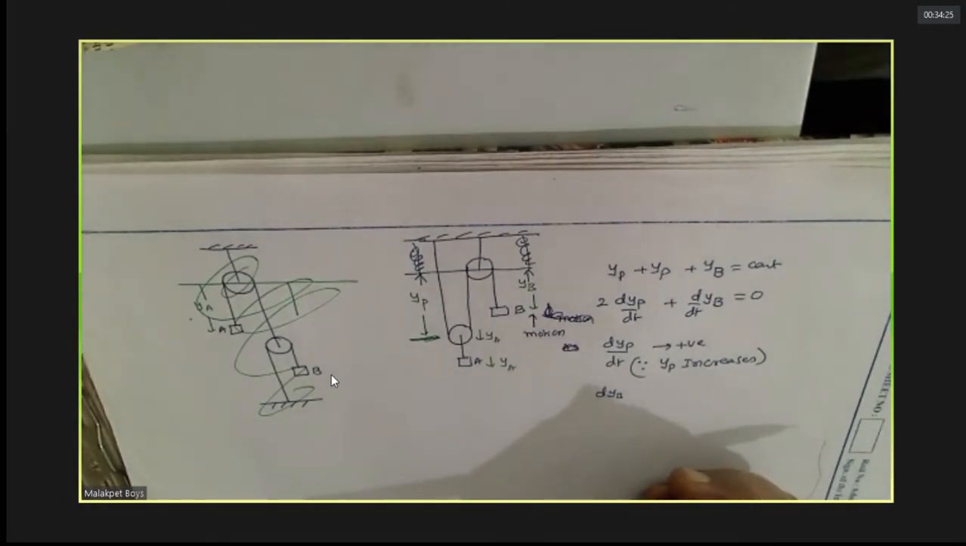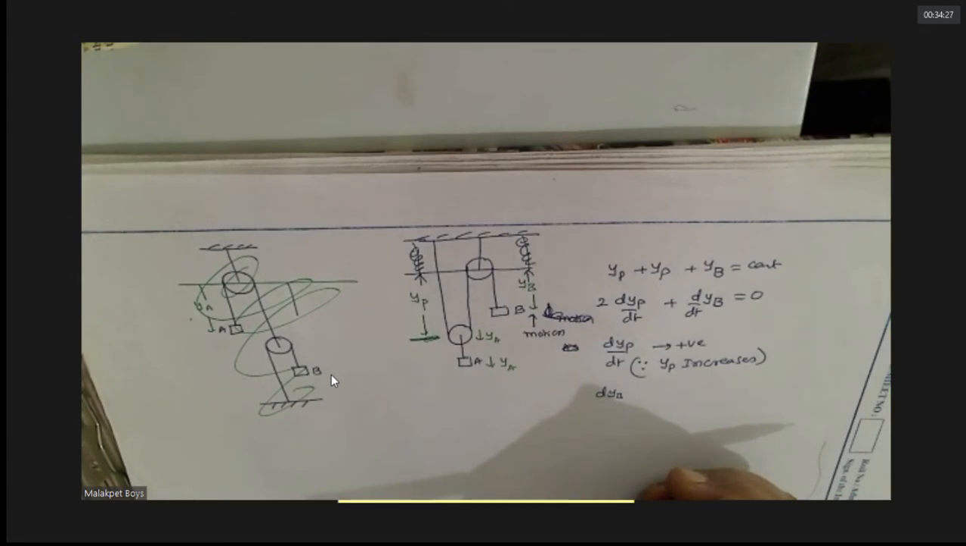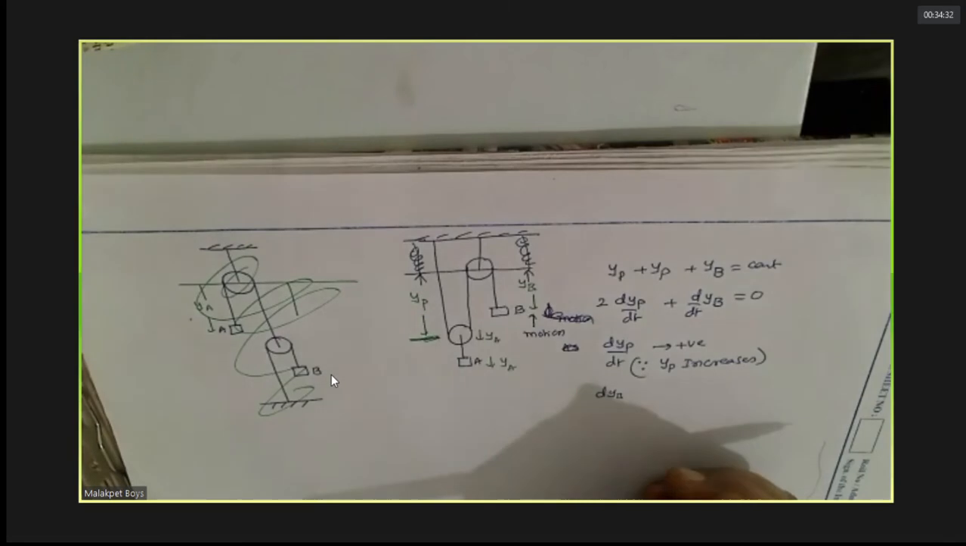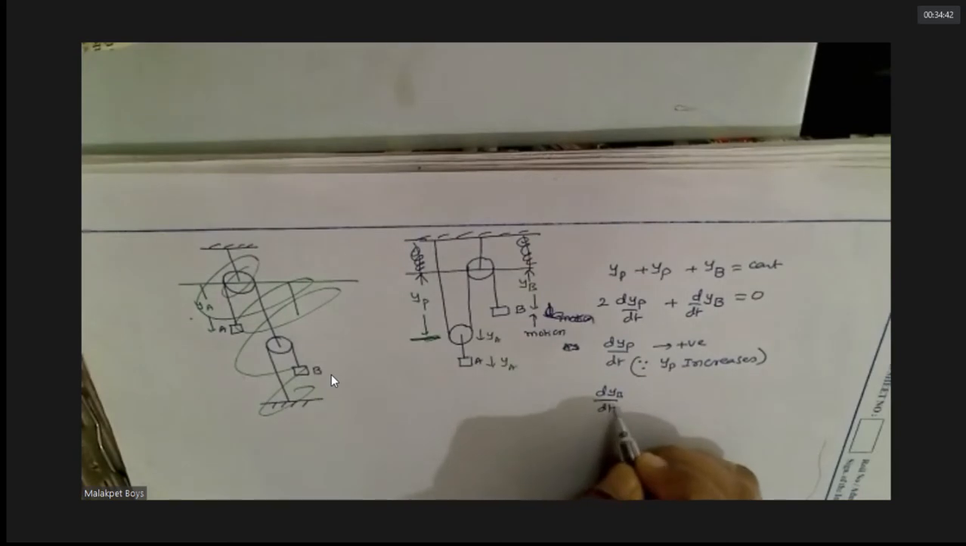Then if the acceleration upon solving the equation happens to be negative, that means that particular acceleration, what we assumed, is of opposite sign. Suppose you assume that it is having upward acceleration and you got negative, that means it must have which acceleration? Downward. That's all.